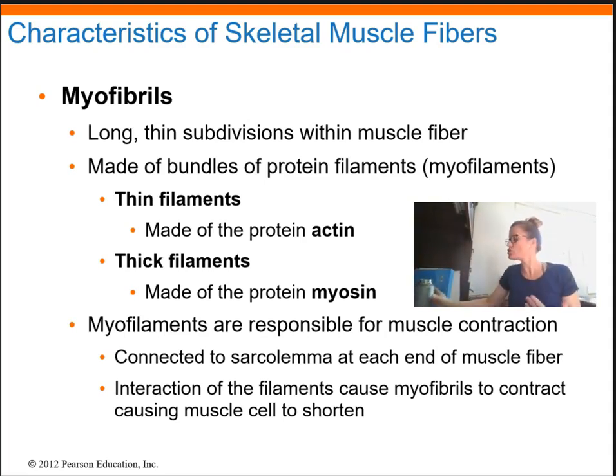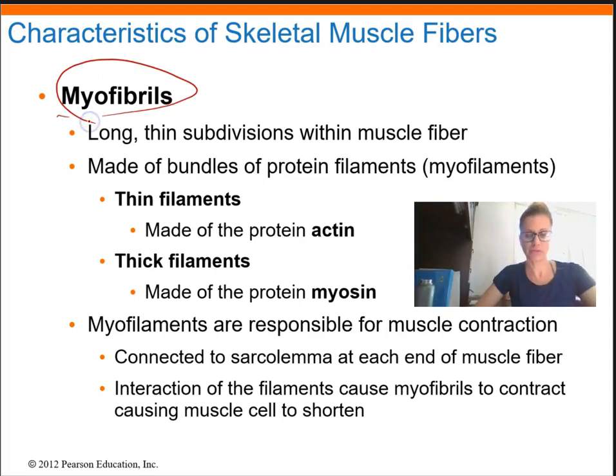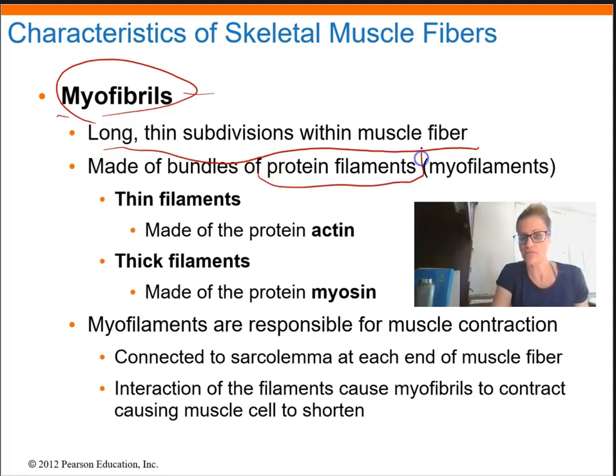All right, so I told you guys that muscle cells or muscle fibers are really made up of a bunch of proteins, and that these proteins are organized in a specific pattern all the way down the length of the muscle fiber. Well, these long strands of protein are called myofibrils. So myofibrils are the long, thin subdivisions within a muscle fiber. Okay? Again, the myofibrils are just made out of tons of protein filaments. We call these myofilaments.